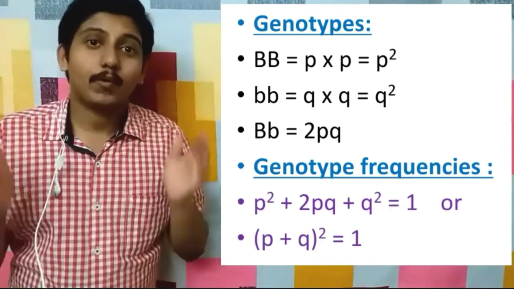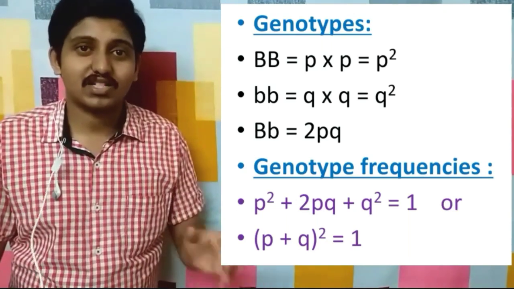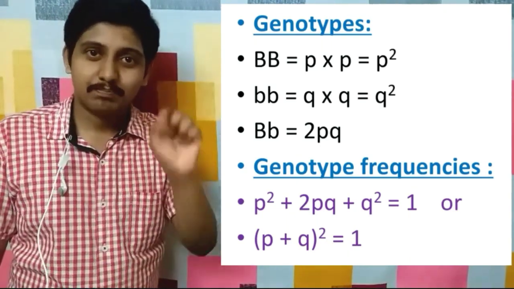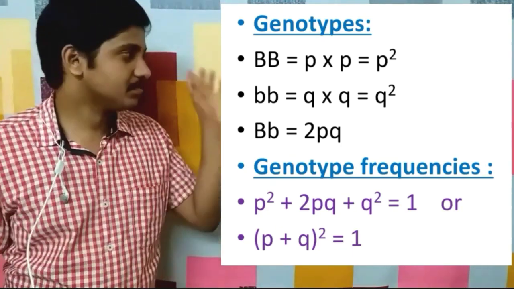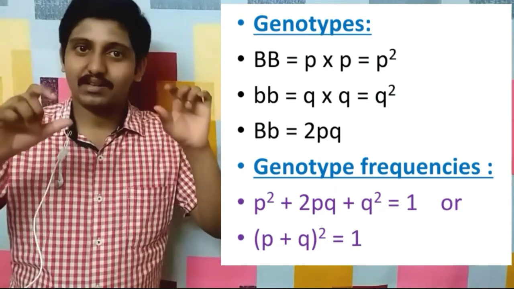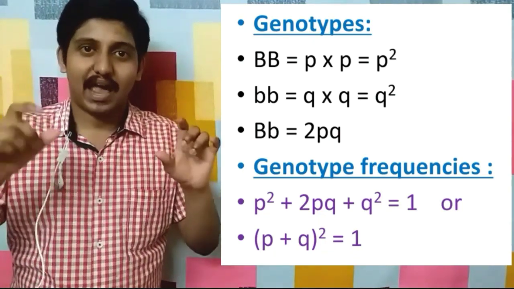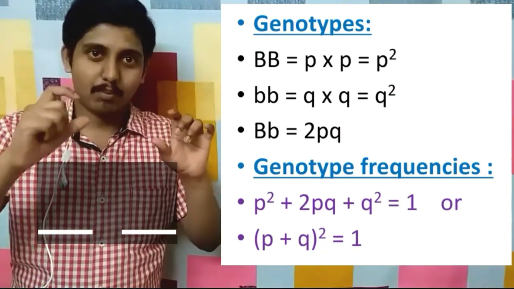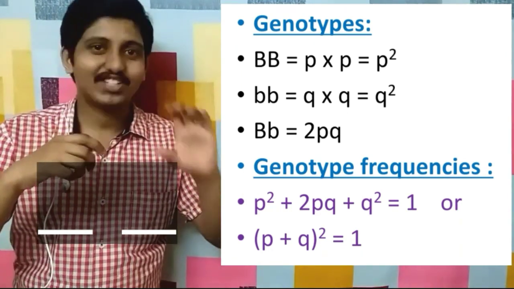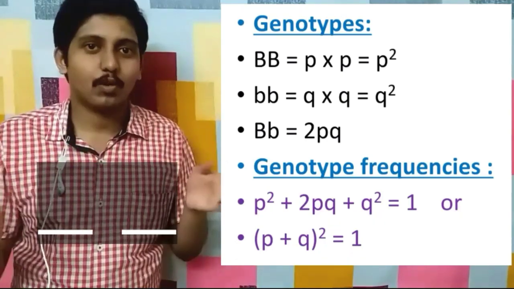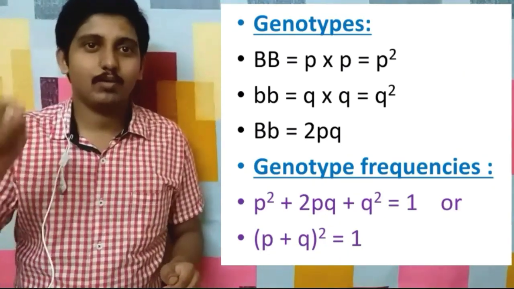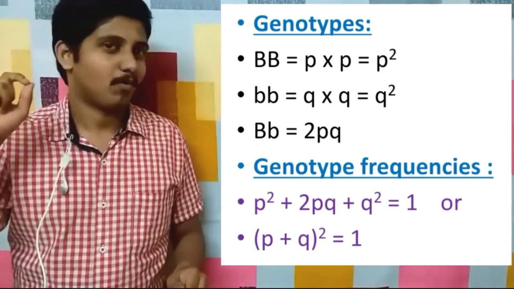So now, what will be the frequency of occurrence of capital B capital B people in this population? P into P, that is P square. That is, we have two alleles and both alleles should be capital B, so the probability of one allele being capital B is P and the other allele being capital B is also P. So we have P into P. Say, for example, if we toss a coin, what is the probability of getting a head? 1 by 2.